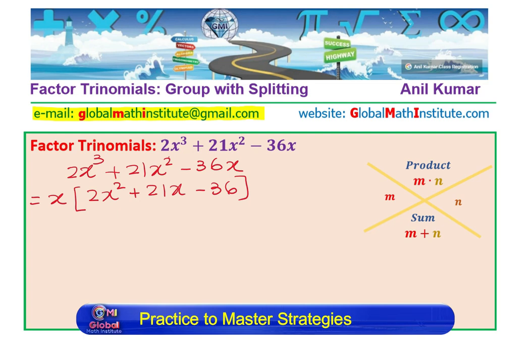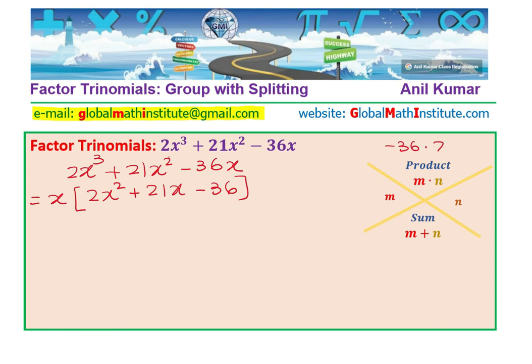Now here, what is the sum and what is the product? Well, the product is negative 72, which is minus 36 times 2. And the sum is plus 21. Does that make sense to you? That means we're looking for two numbers. One of them is positive, the other one is negative. Positive number is bigger. How do we get these numbers? That is the next challenge for us.